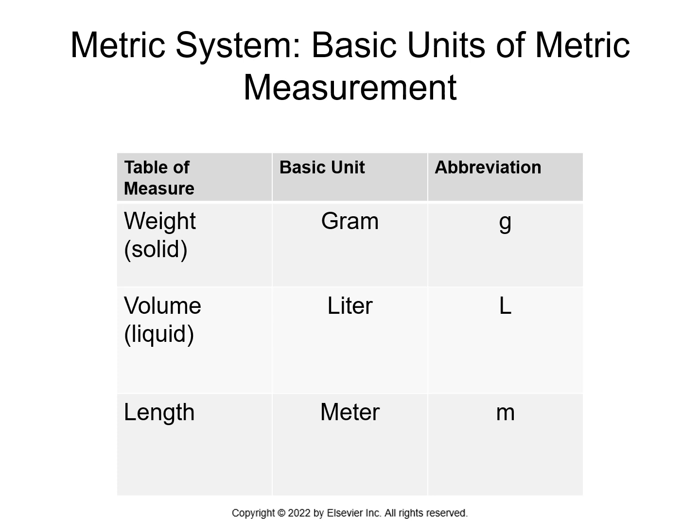The basic units of measurement for the metric system are grams, liters, and meters. So if we are talking about solids or weights, we are talking about grams, and we write that with a lowercase g. If we are talking about liquids or volume, we are talking about liters, and we write that with a capital L. And if we're talking about length, we're talking about meters, which is written with a lowercase m.